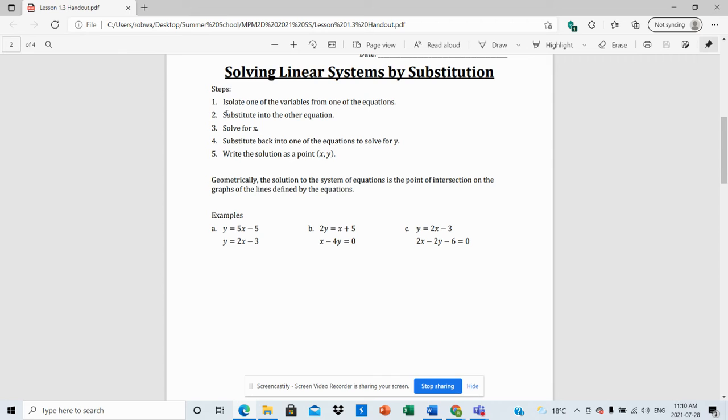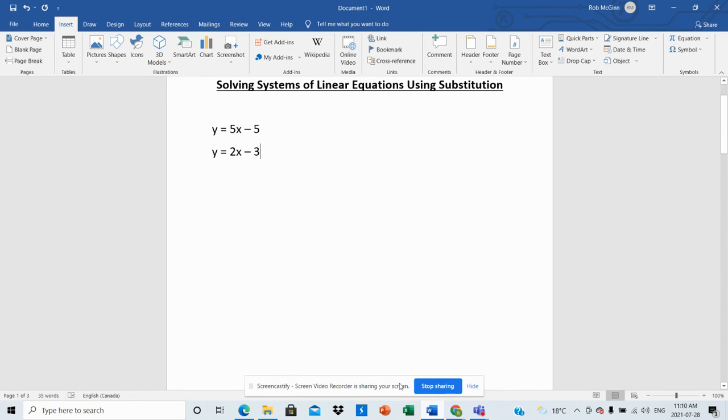So I'm going to take you through a couple examples. And our first example, you can use your sheet to follow along. I'm going to use Microsoft Word here. We have y equals 5x minus 5. And our second equation, y equals 2x minus 3. Good news is we've isolated y in both of these. We don't have to do that step.